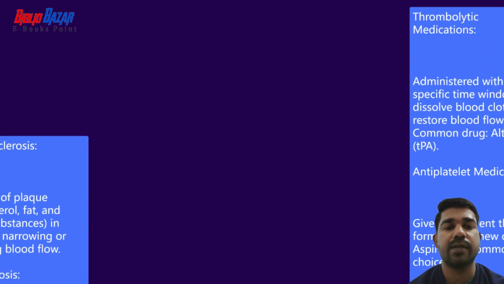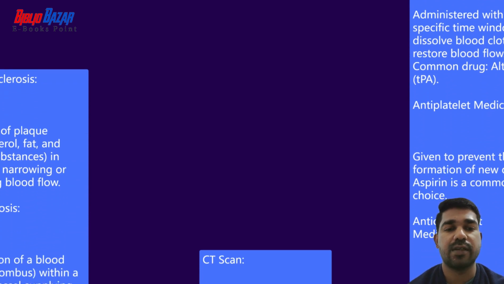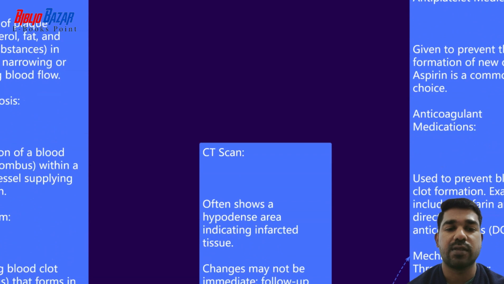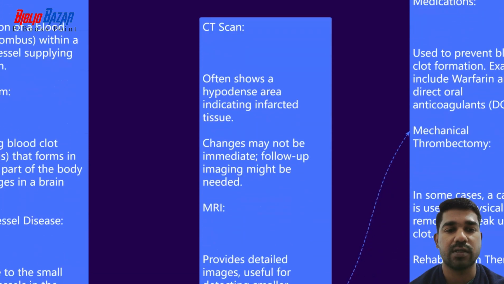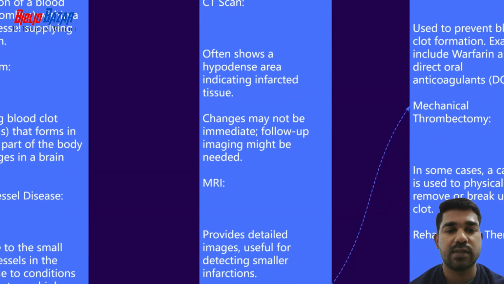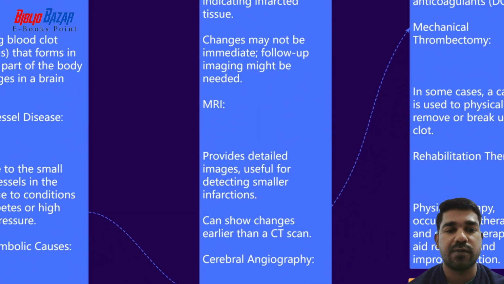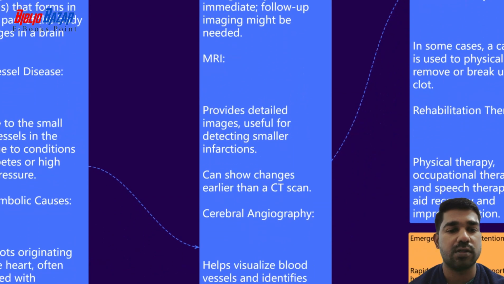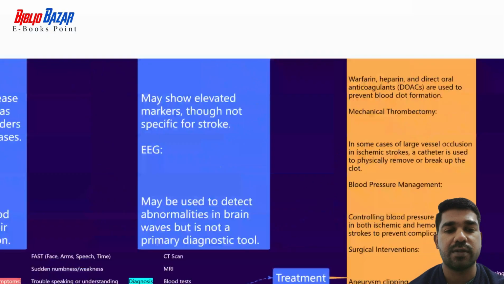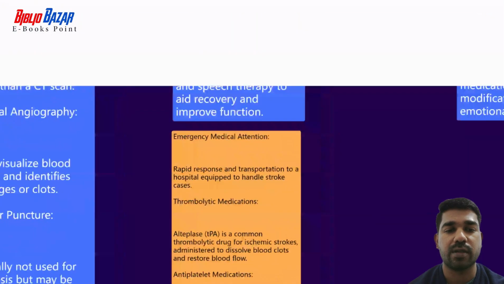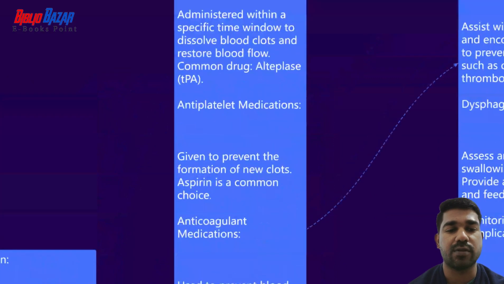Okay, the treatment of ischemic stroke. Ischemic stroke can be treated the same as we discussed before, administered with anticoagulants and antiplatelet drugs. So we will prevent blood clot formation, and thrombolysis or thrombectomy will be done, and rehabilitation. These are the ischemic stroke management.